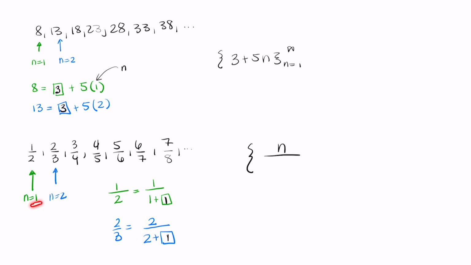In this case, for the green, it was 1. And the numerator was also 1. For the blue case here, the second term, we had a 2. So for the nth term, I should have an n here. And we're adding 1 to that. And we're starting from 1 to infinity.